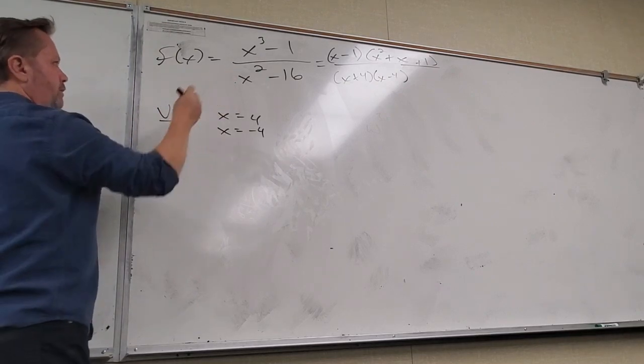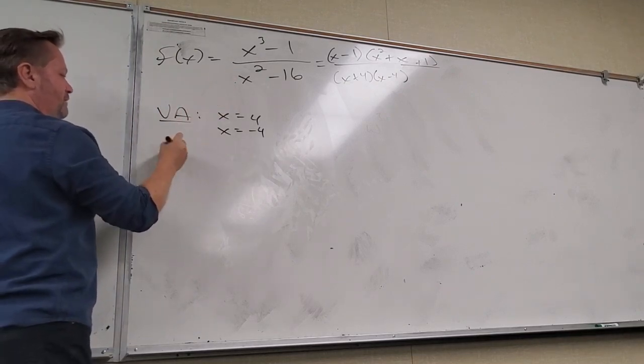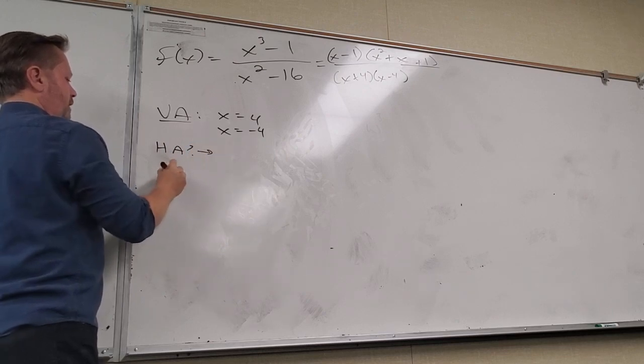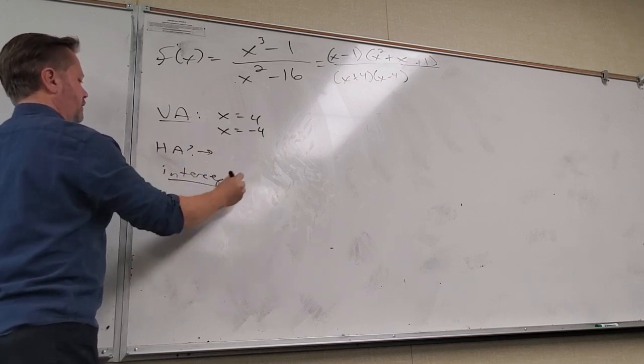Now here's where we get to weird stuff, right? Let's do that in a minute. Horizontal asymptote, not really, but we'll do it in a minute. Tell me the intercepts. Take a minute, figure out the intercepts.